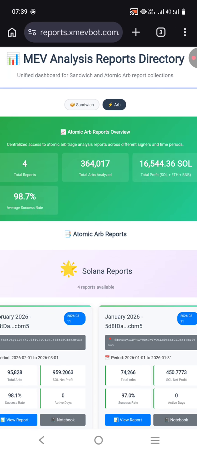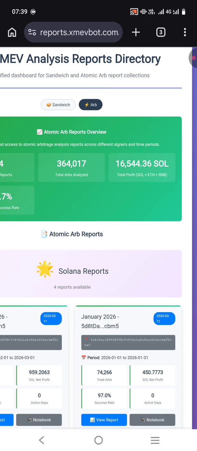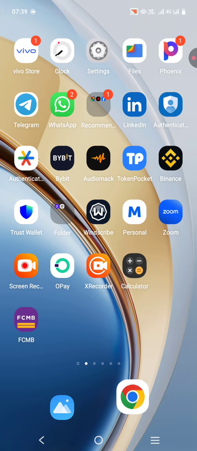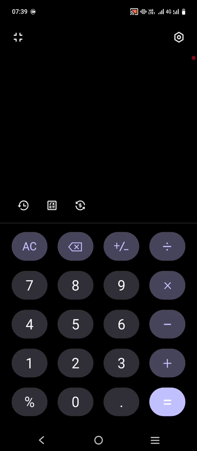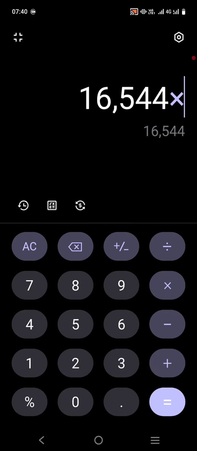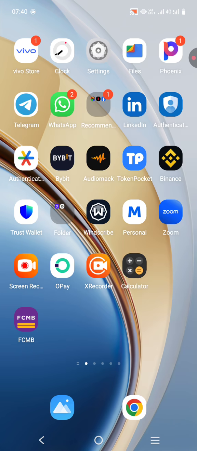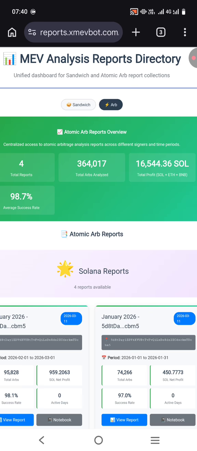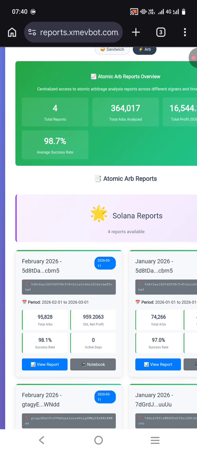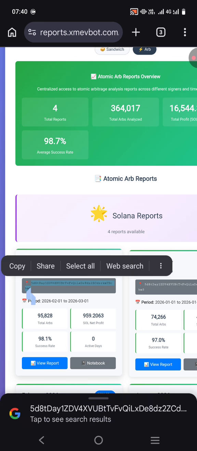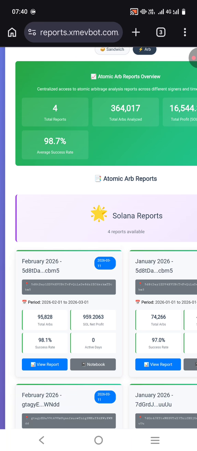So the atomic arbitrage bot, you can see just in the last 2 months since this one was released, 16,544. Let's do it: 16,544 times 85. That's over $1 million in just 2 months. So you understand? And if you want to start digging down to each one of these, you can copy the address of the smart contract, take it to GMGN, and check those trades one after the other.